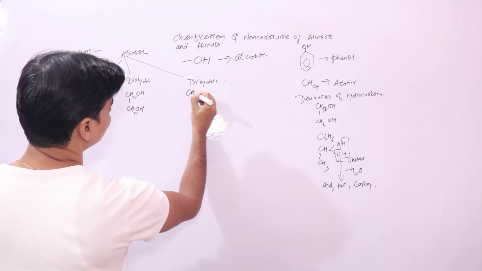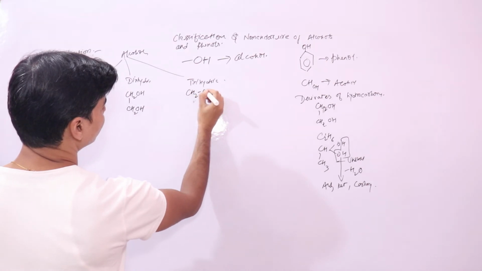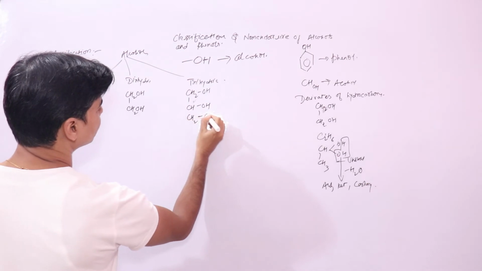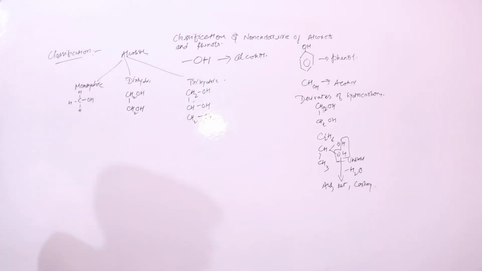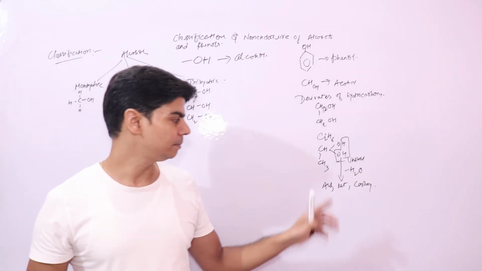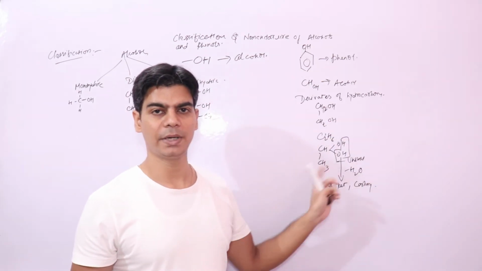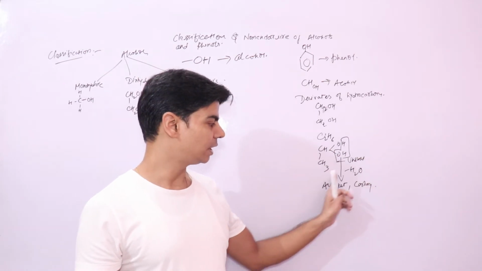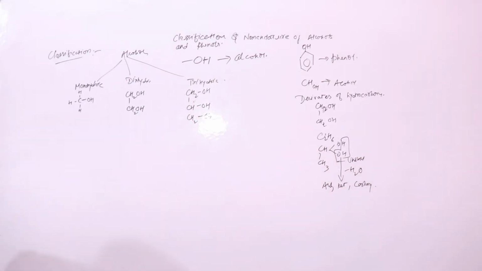Now coming to trihydric alcohol: CH2OH, CHOH, CH2OH. The OH groups are attached to different carbon atoms. So remember, OH groups will always be joined to different carbon atoms, and never to the same carbon atom because of this issue. The compound obtained would be unstable, would eliminate a water molecule, and would change into an aldehyde, ketone, or a carboxylic acid. Remember this.